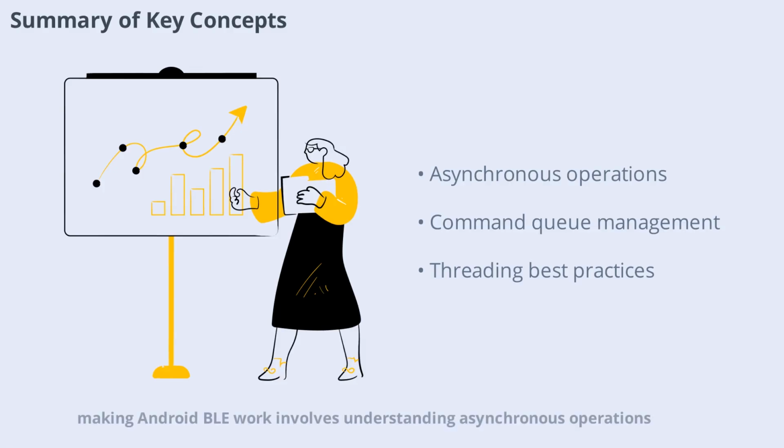Summary: making Android BLE work involves understanding asynchronous operations, managing command queues, handling notifications, and addressing threading issues. By following best practices and leveraging libraries, you can build reliable BLE applications for both simple and complex devices. Remember to set write types explicitly, track notification state, and use handlers for threading. With these tools, you're ready to tackle any BLE challenge on Android.